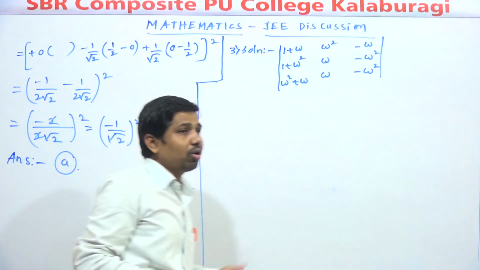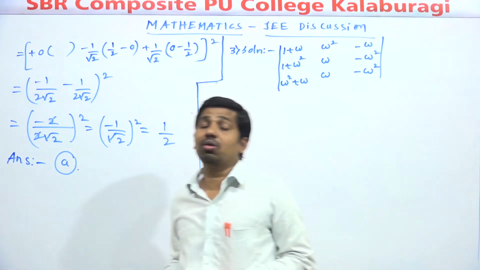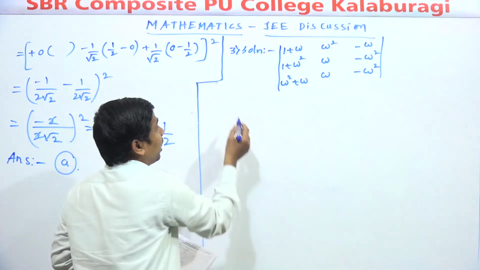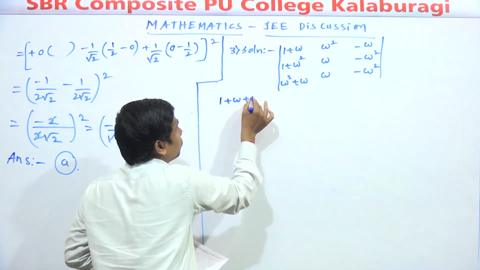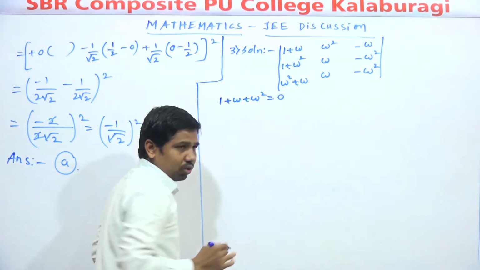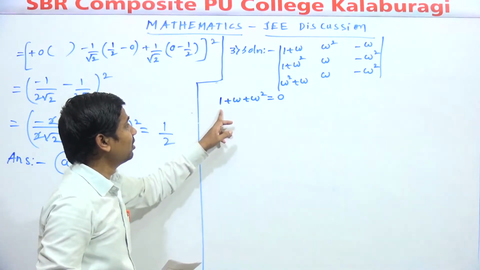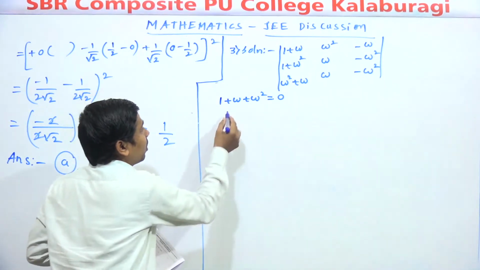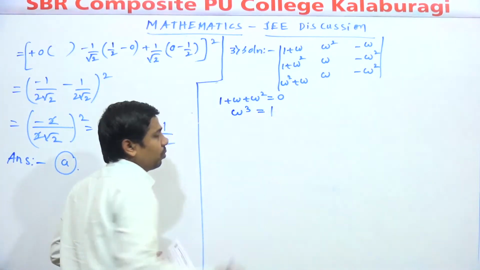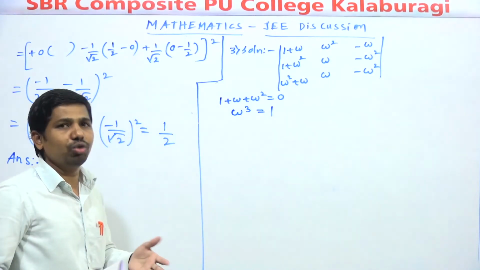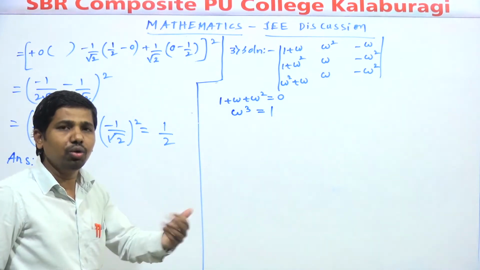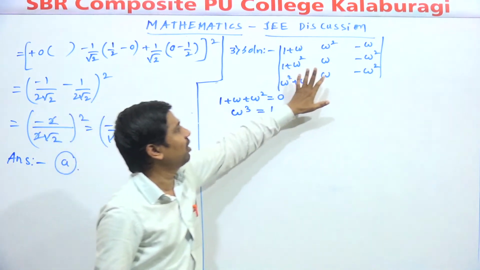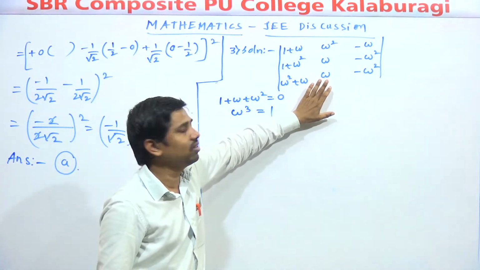So we know the property in complex numbers. 1, omega, omega square are called the cube roots of unity. Those are the roots of a cubic equation, right? And 1 plus omega plus omega square is equal to 0. And omega cube is equal to 1. So keeping these two results in mind, let us apply some property or operation and evaluate this determinant.